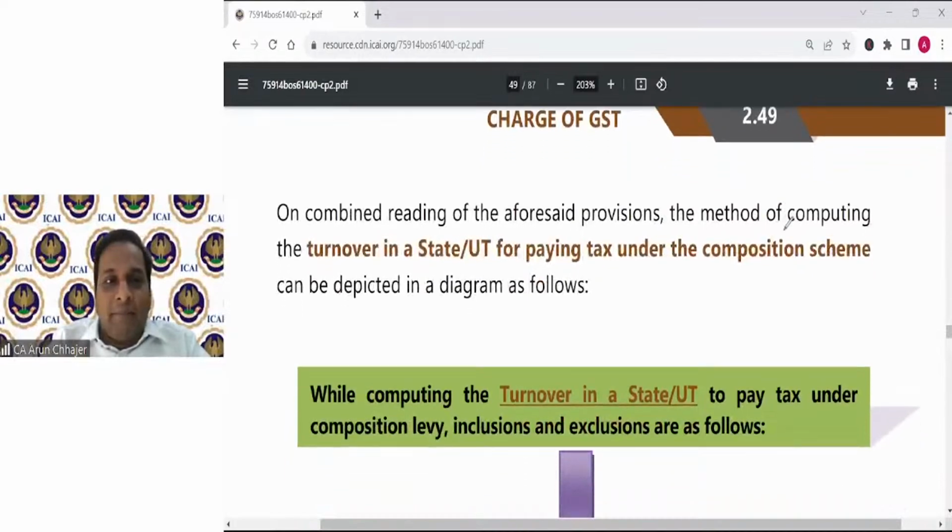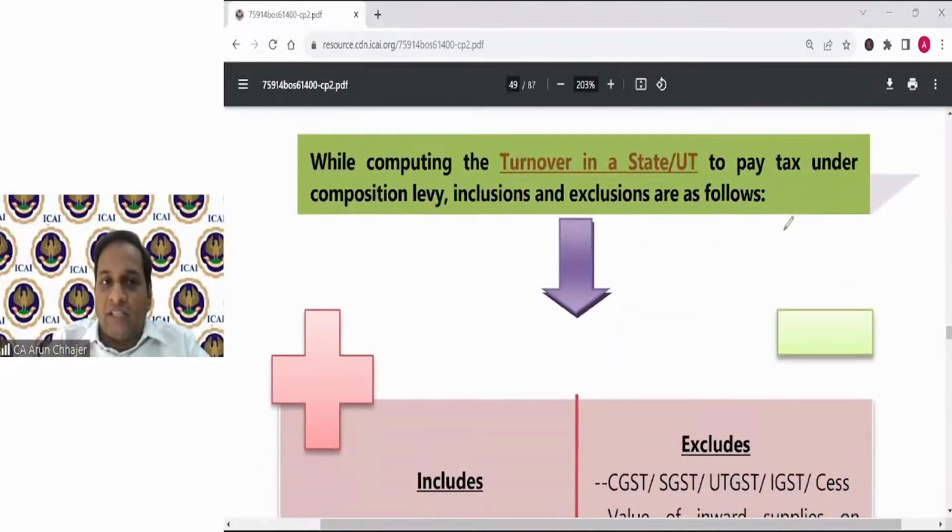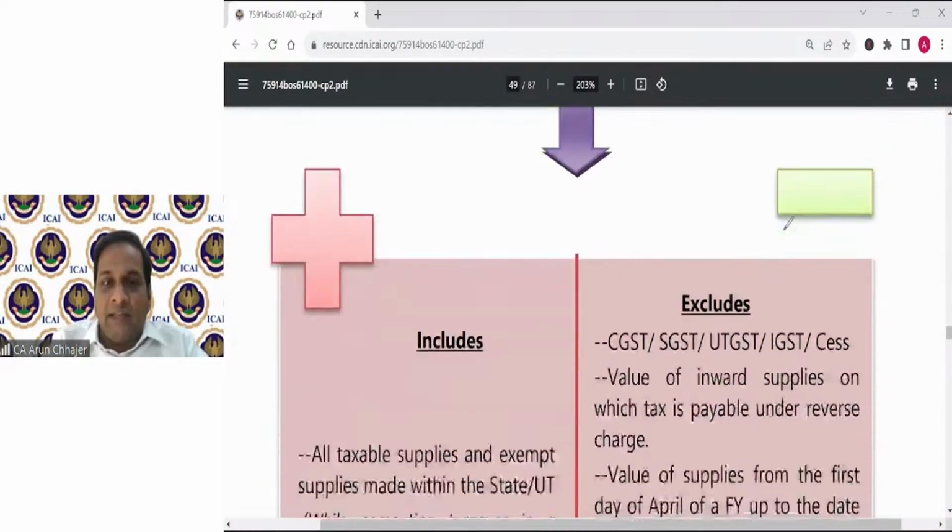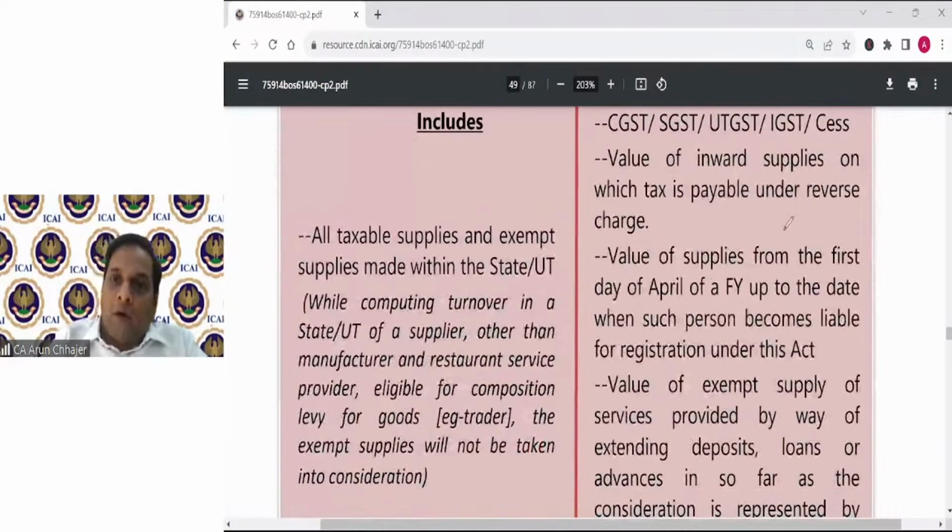On combined reading, while computing the turnover in the state or UT on which the composition dealer has to pay the tax, inclusion means all taxable supplies and exempt supplies made within the state or UT. While computing the turnover in the state, other than manufacturer and restaurant, those eligible for composition levy of goods, for example a trader, the exempt supply will not be taken into consideration. So only for a trader of goods, the exempt supply will not be added to calculate the payment of tax.